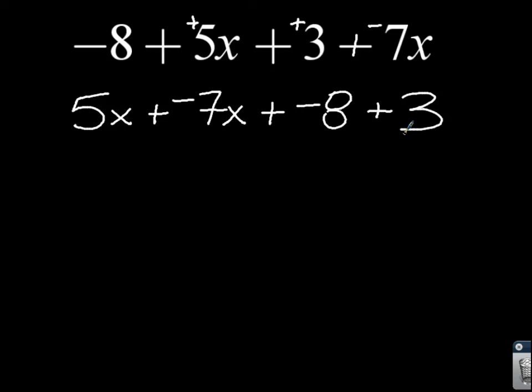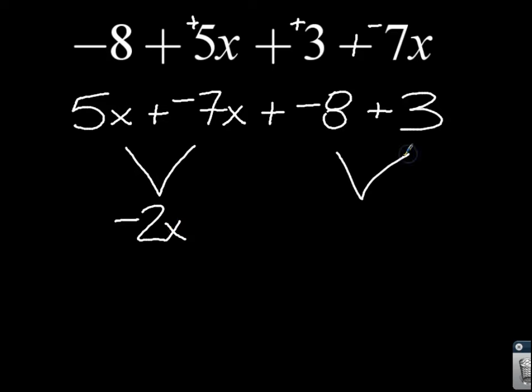Now I can go ahead and combine my like terms here. 5x and negative 7x is going to give me negative 2, right? Because I'm really just adding the coefficients. That's the whole idea of identifying the coefficients. I have 5 of these. I have negative 7 of those. When I combine them, I have negative 2 of them.